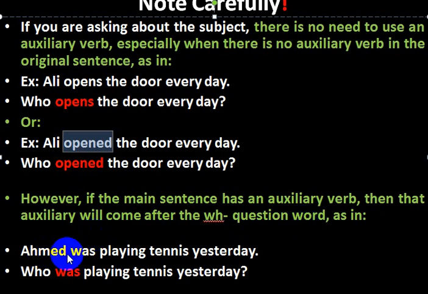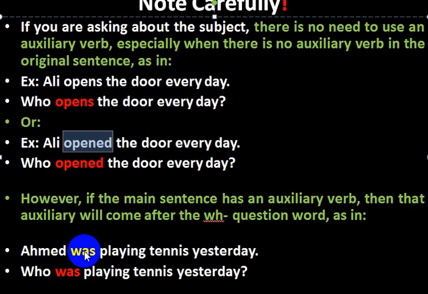For instance, Ahmed was playing tennis yesterday. Who? I want to ask about Ahmed. I say who because Ahmed is a person. I said if I'm asking about the subject, I shouldn't use what? An auxiliary verb, when the main sentence doesn't have an auxiliary verb. Here in the main sentence, I have an auxiliary verb and the main verb. So if I want to make a question, I use a WH question, and this WH question is followed by the auxiliary verb, because the original sentence consists of an auxiliary verb.